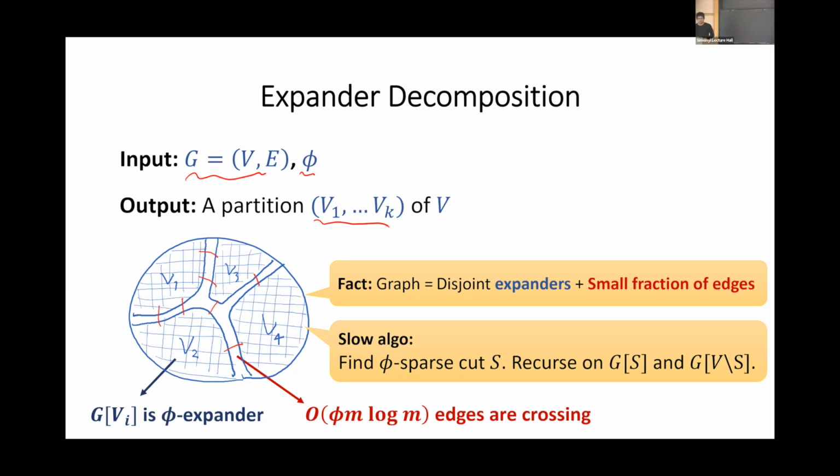And this is basically the main reason that expanders are useful in any graph, because you can always find a bunch of expanders. And now you just need to deal with each expander, and then deal with the remaining edges, the red edges, which are a small fraction of the graph, separately. You will see a concrete example of how I exploit expander decomposition very soon.